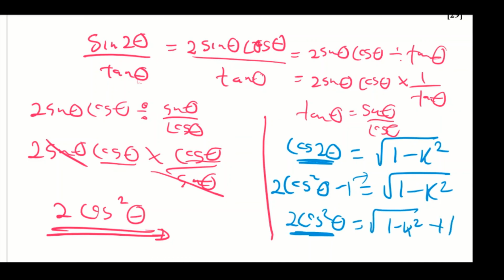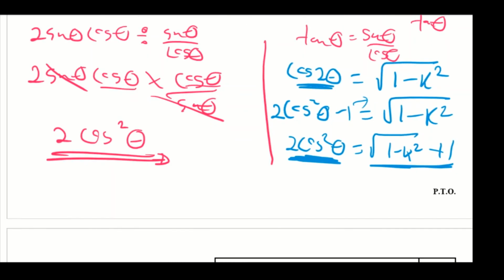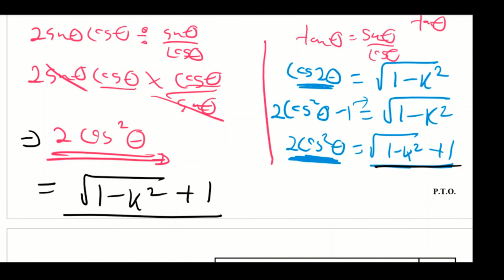So if you have 2 cos squared theta, this is the solution that you'd be looking for, of which this is what we got here, 2 cos squared of theta. So which means the solution for that is this one here. So you're simply going to write the root of 1 minus k squared plus 1. So this is the solution of this problem here.